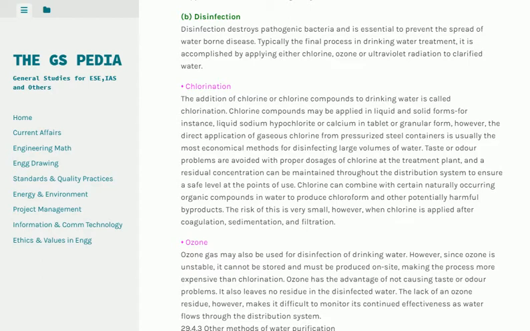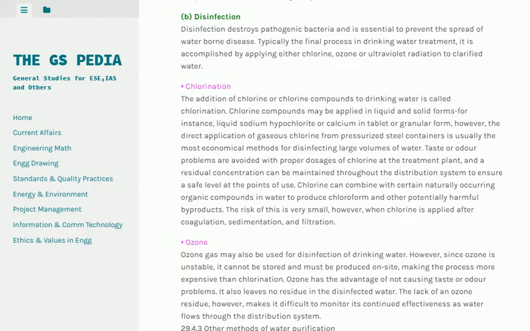Chlorination. The addition of chlorine or chlorine compounds to drinking water is called chlorination. Chlorine compounds may be applied in liquid and solid forms, for instance, liquid sodium hypochlorite or calcium hypochlorite in tablet or granular form. However, the direct application of gaseous chlorine from pressurized steel containers is usually the most economical method for disinfecting large volumes of water.